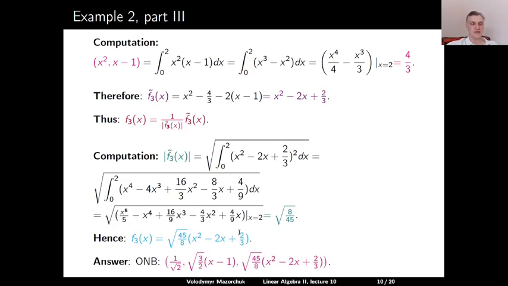And the answer is that the following polynomials form an orthonormal basis in our Euclidean space. The first polynomial is 1 divided by root of 2. The second polynomial is the root of 3 divided by 2 times x minus 1. And the third polynomial is the square root of 45 divided by 8 times x squared minus 2x plus 2 divided by 3. So it's quite a messy answer.